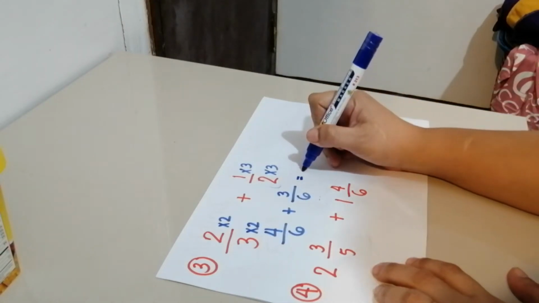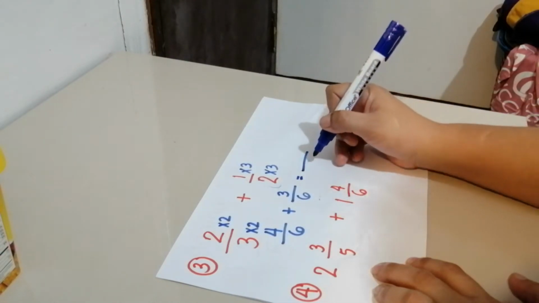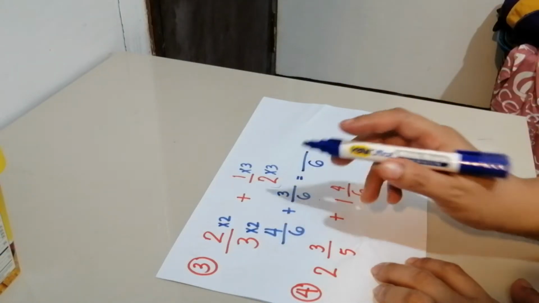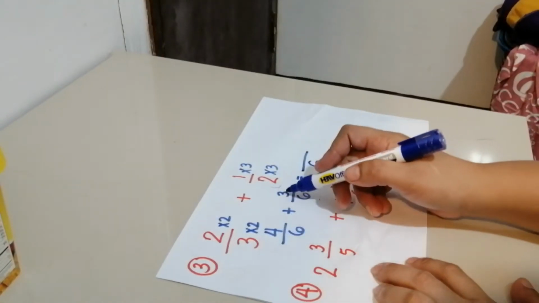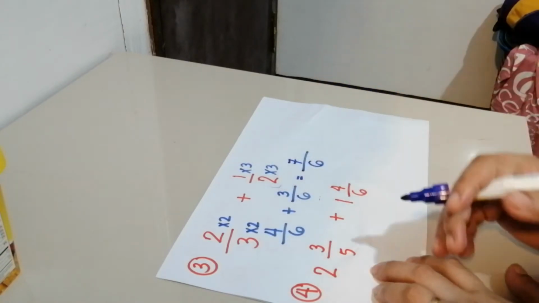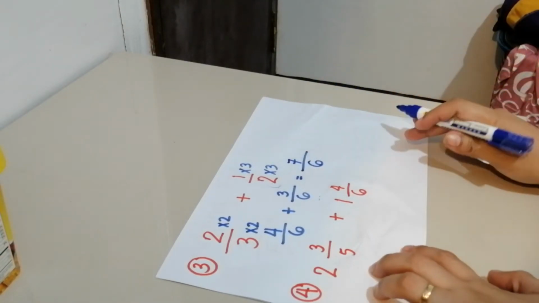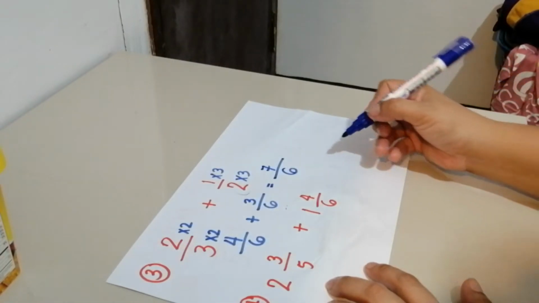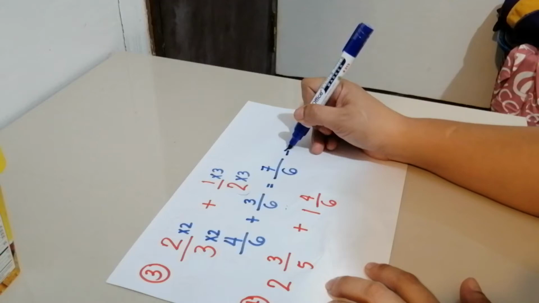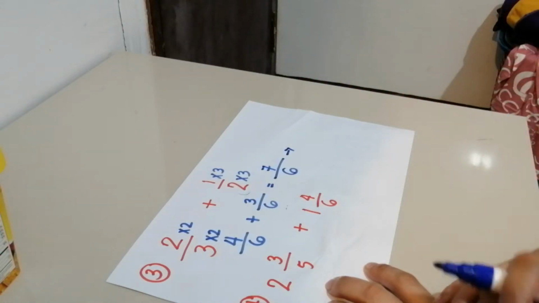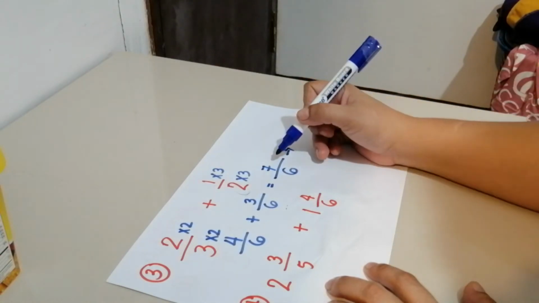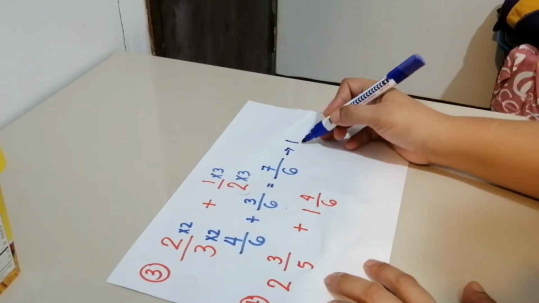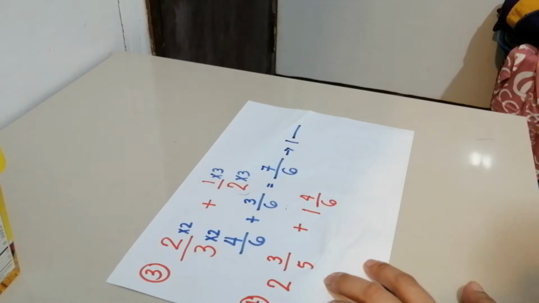So, just what I said a while ago, pag pareho ang denominator, all you need to do, copy the denominator and then add the numerator. So, 4 plus 3 is 7. 7 over 6. At since ang ating fraction ay improper, again, we need to change this to mixed number by dividing. So, 7 divided by 6 is only 1. So, 1 is the whole number.